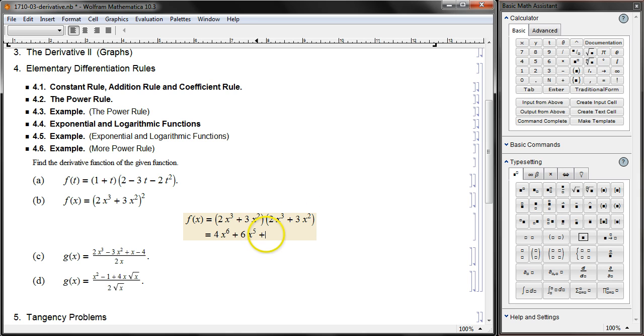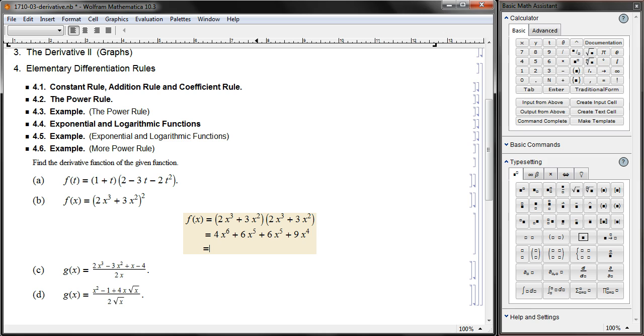And then inside, 6x to the 5th power. And then last, this one times that one. 9x to the, let's see, is that 4th power? Okay, let's rewrite it. 4x to the 6th power plus 12x to the 5th power plus 9x to the 4th power. That is the expansion, and I didn't take any of the derivative yet. I didn't use the power rule. This is just a simplification of the original problem.